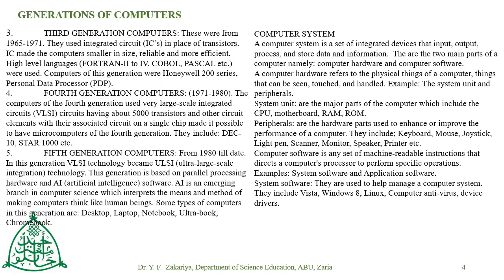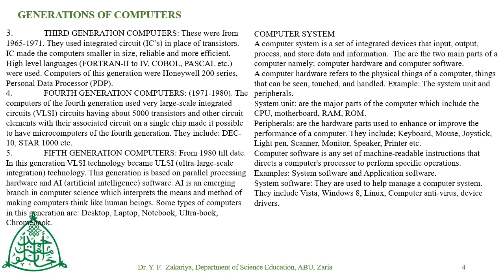The third generation computers were from 1965 to 1971. They used integrated circuits in place of transistors. ICs made the computers smaller in size, reliable, and more efficient. High-level languages such as Fortran, COBOL, and Pascal were used. Computers of this generation were the Honeywell series and the Personal Data Processor.